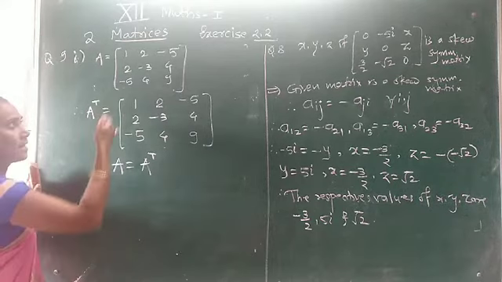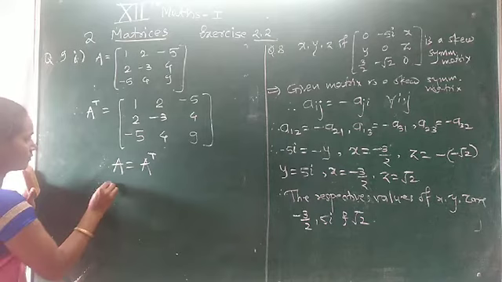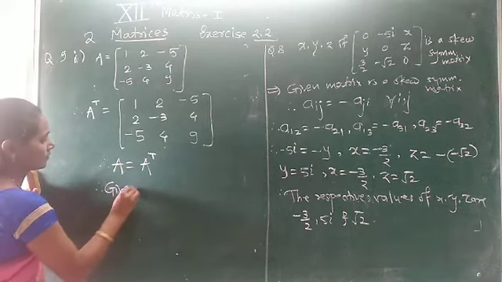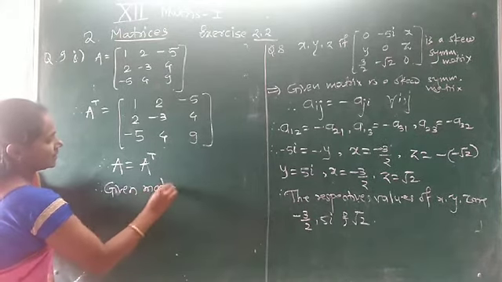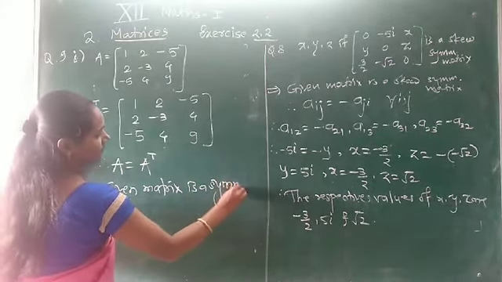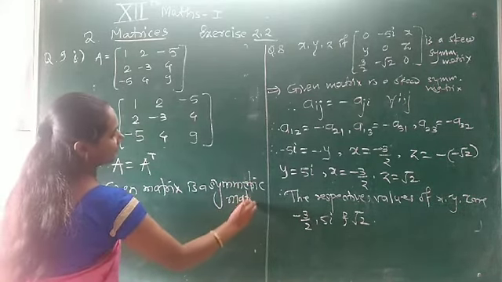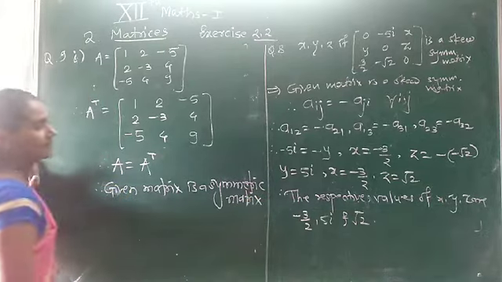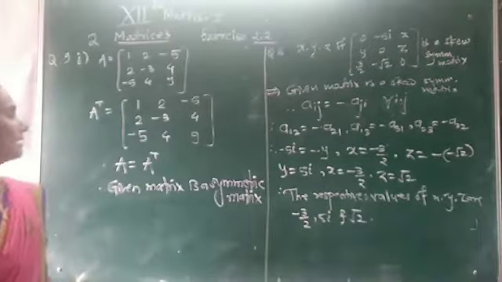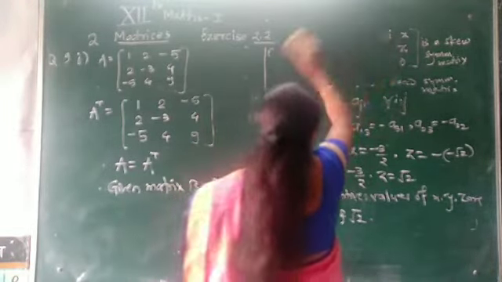The matrix cannot be changed. A is equal to A transpose. Therefore, we say that the given matrix is a symmetric matrix. All of you know that if A is equal to A transpose, then the matrix is said to be a symmetric matrix. Now, question number 2 in question number 9.